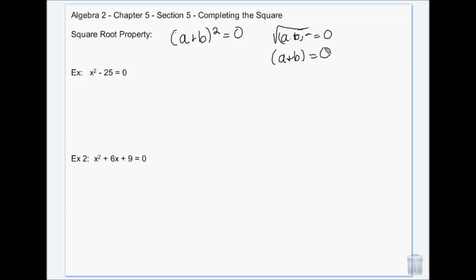x squared minus 25. I can solve this one of two ways. I can either add 25 to both sides, or I can use the difference of squares property. I'm going to add 25 to both sides, because it's perfect. And I'm going to get x squared equals 25. And I'm going to take the square root of both sides. And I'm going to get x is equal to plus or minus 5.